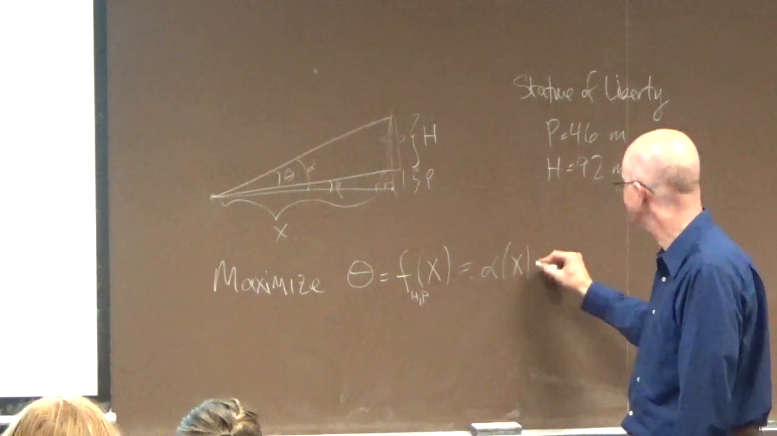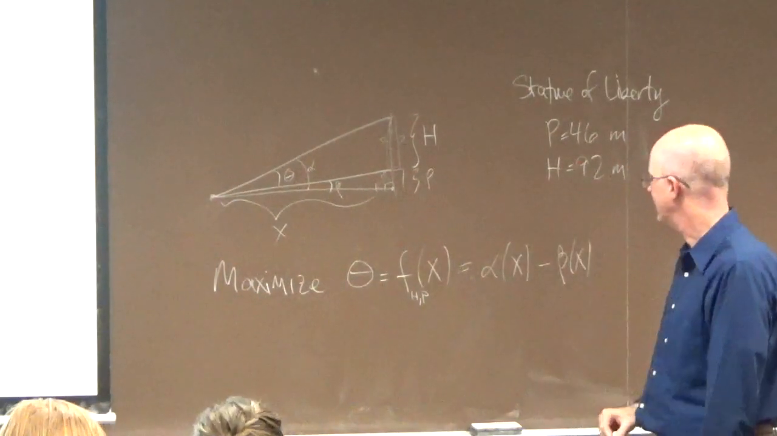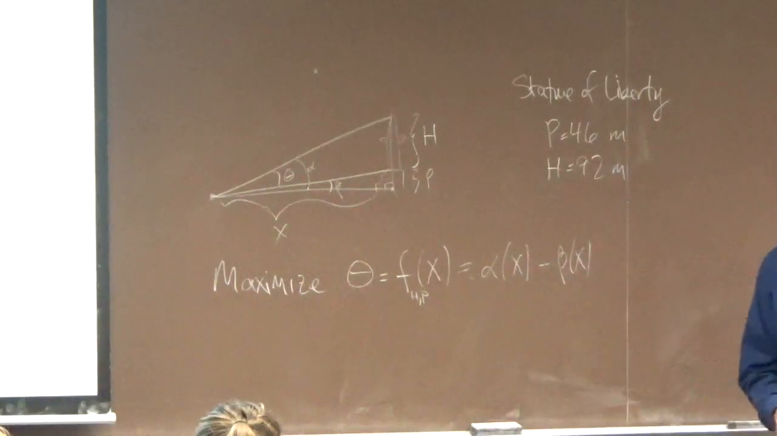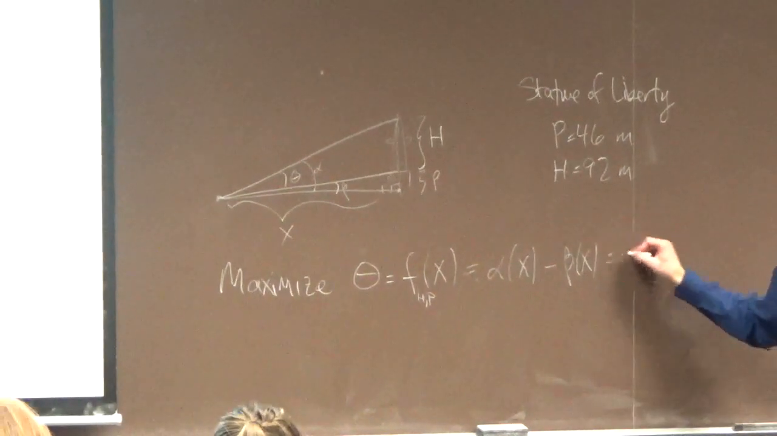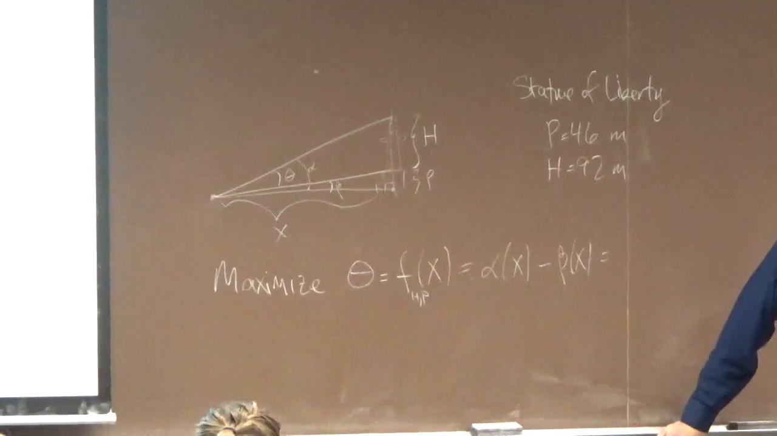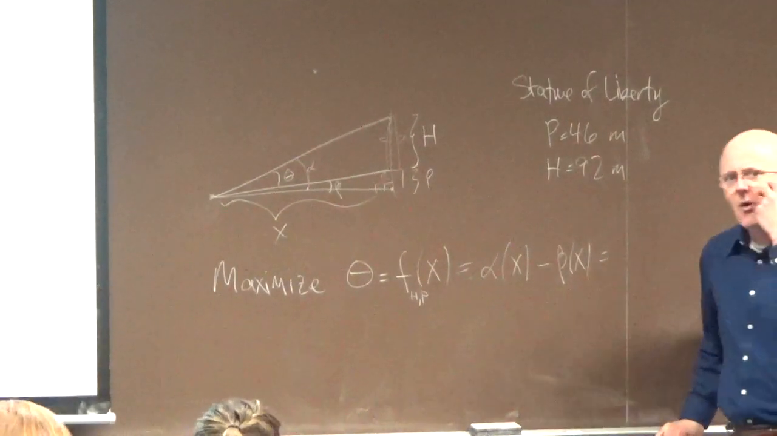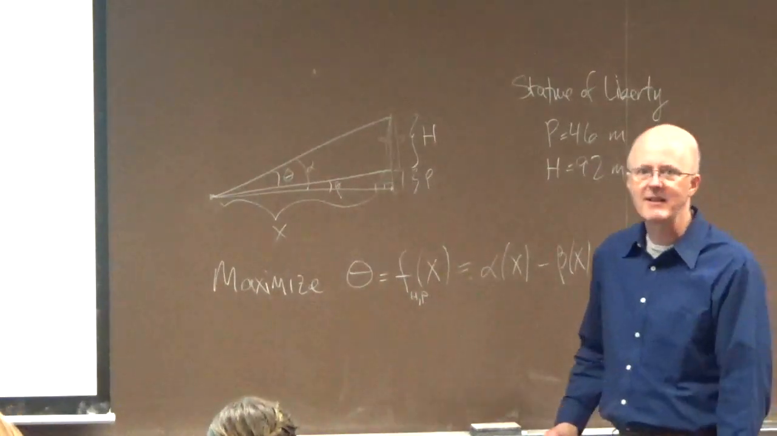Alpha of x minus beta of x. And both of those depend on h and p as well, perhaps. I won't bother with the subscripts. What do you think? Sine, cosine, tangent? What would be most helpful? SOHCAHTOA. Don't misspell them.